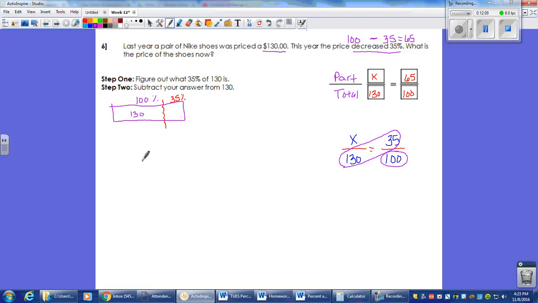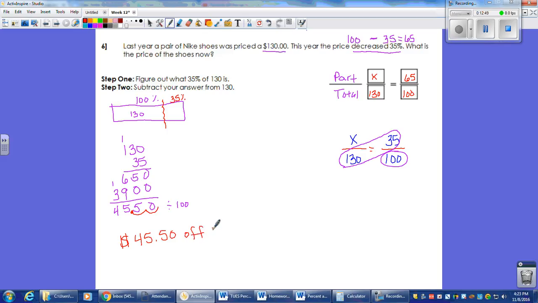So 130 times 35 is 15. And when I add it all together, I get 4,550. Whenever I need to divide this by 100, I need to move the decimal over 2 times, and it's $45.50. Now, I am not going to be spending $45.50 on a brand new pair of Nike shoes that are only 35% off. This is how much they are taking off the original price.